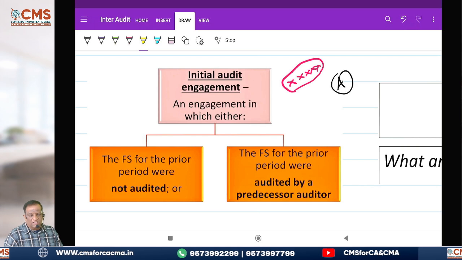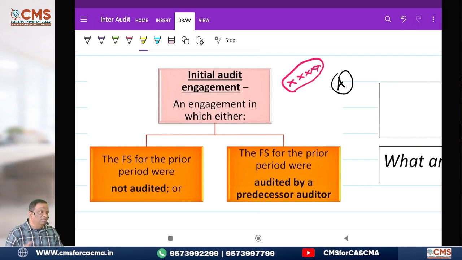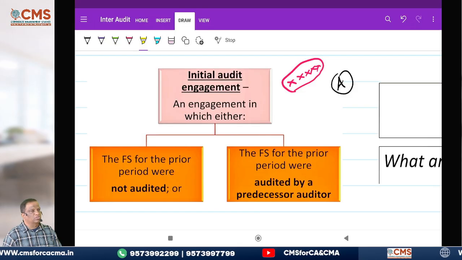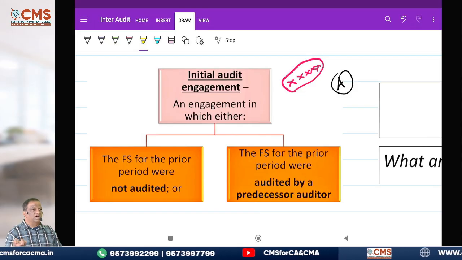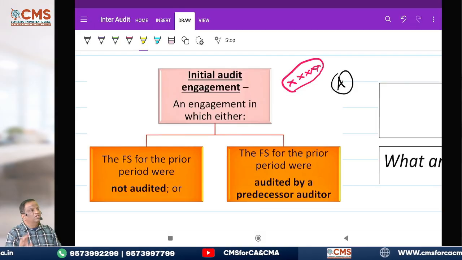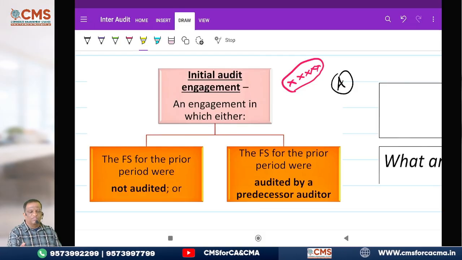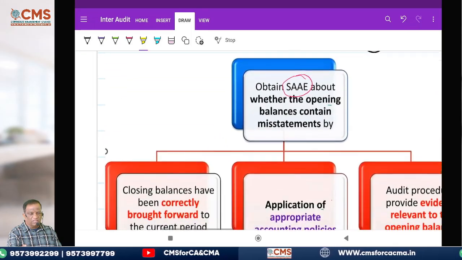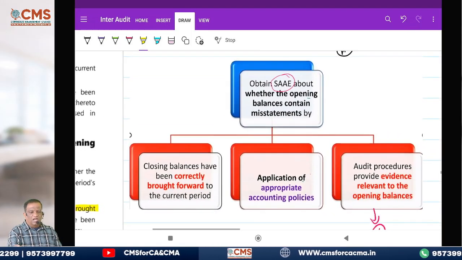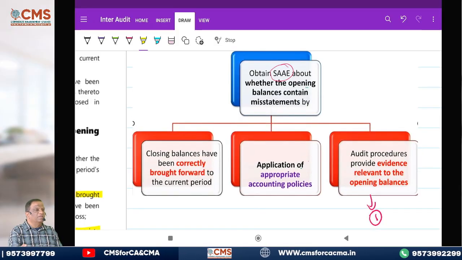or, in the second case, it is audited but by a predecessor auditor, that is, an auditor from a different firm. So it is not that the audit is new, but till last year somebody else was doing the audit and now this time you are doing the audit. Both situations we call an initial audit engagement. In the initial audit engagement, our challenge is to confirm the opening balances.